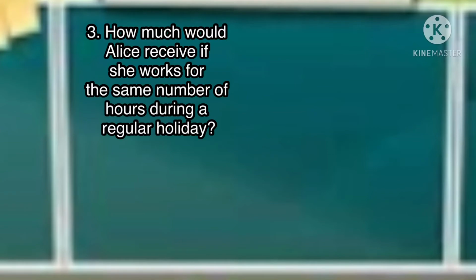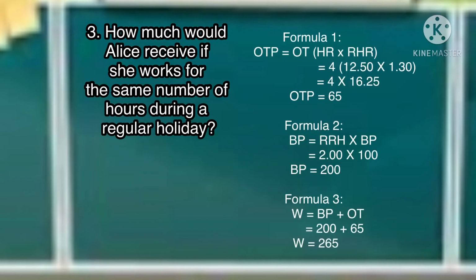Number 3, how much would Alice receive if she worked for the same number of hours during a regular holiday? First, we are going to get the overtime pay of Alice. The formula that we are going to use for overtime in a regular holiday is 130%, and we convert it into the decimal number 1.30. In dividing the day rate by 8 hours, the hourly rate is 12.50. And now we multiply the overtime, which is 4 hours, by 12.50, the hourly rate, times 1.30, the overtime rate in a regular holiday, and the total amount of overtime pay Alice can receive is 65 pesos.